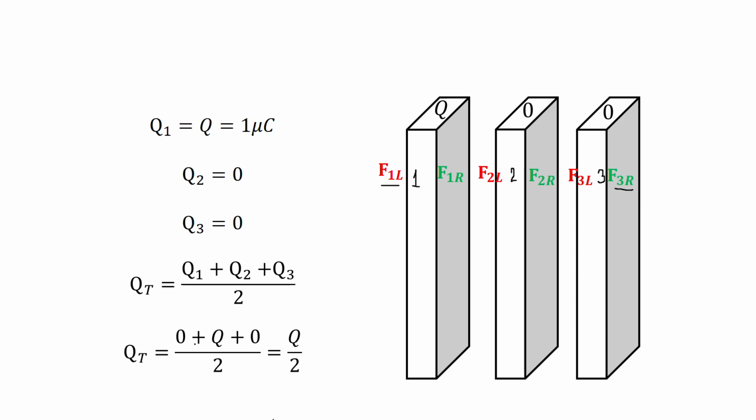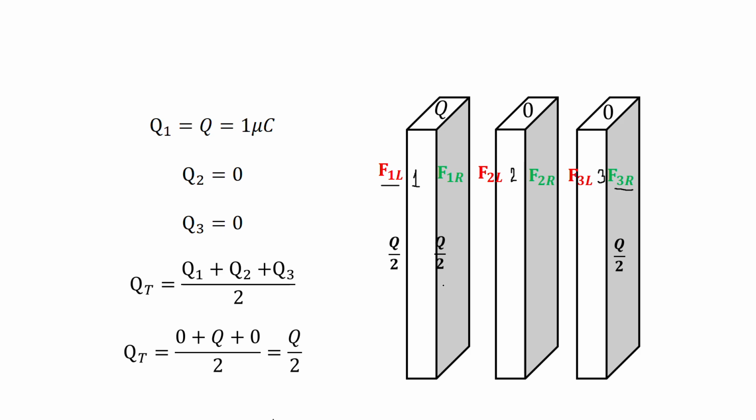If we substitute these values, we get Qt equals 0 plus Q plus 0 divided by 2, that is Q by 2. So Qt is Q by 2, and this will be the same on both faces. For detail, I am again repeating, you can see my previous videos. The links are given below. Now, the first plate is an isolated plate, so total charge remains constant. So the charge on F1R will be Q minus Q by 2, that is Q by 2.